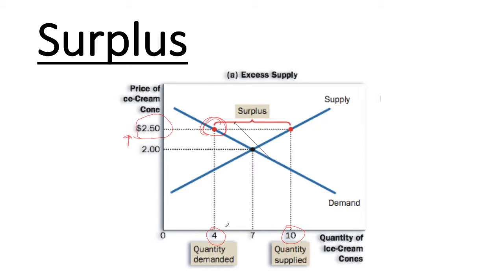Now, in a free market, a market free from government intervention, in a market free from market failures, which we're going to learn about a little bit later, we would expect when there's a surplus that price is going to come down to the market clearing price of $2.